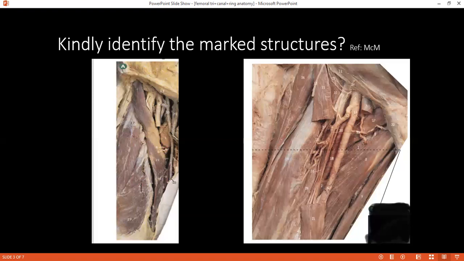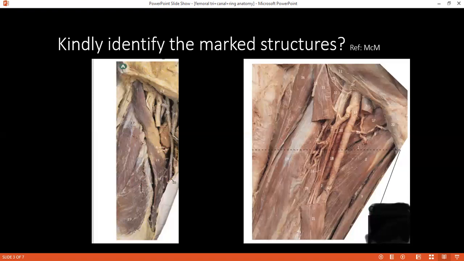So if you can tell me the boundaries of the femoral canal, please. The femoral canal is bounded anteriorly by the inguinal ligament, posteriorly by the pectineal ligament, medially by the lacunar ligament, and laterally by the femoral vein. Very good. Now tell me the contents of the femoral canal, please. The femoral canal has fat and some lymph nodes, the lymph node of Cloquet.